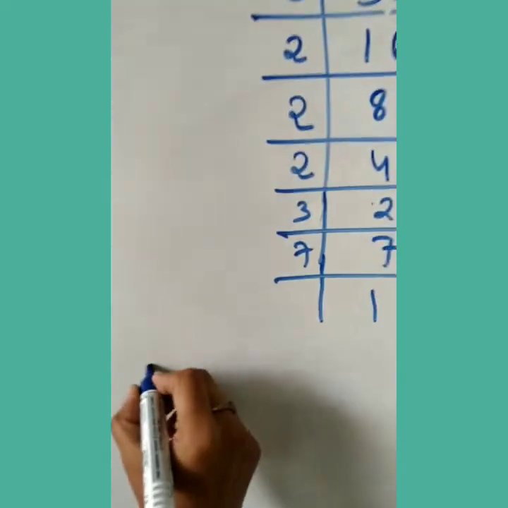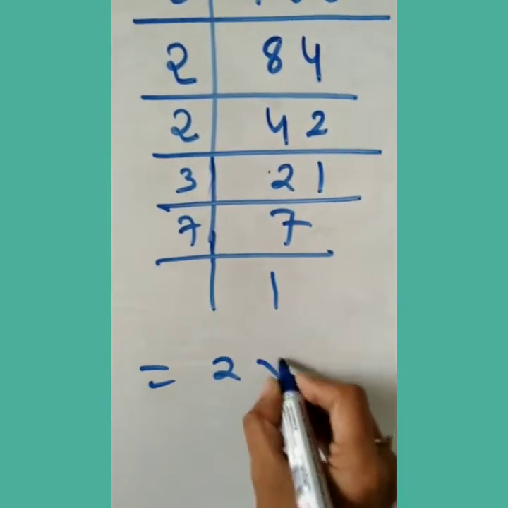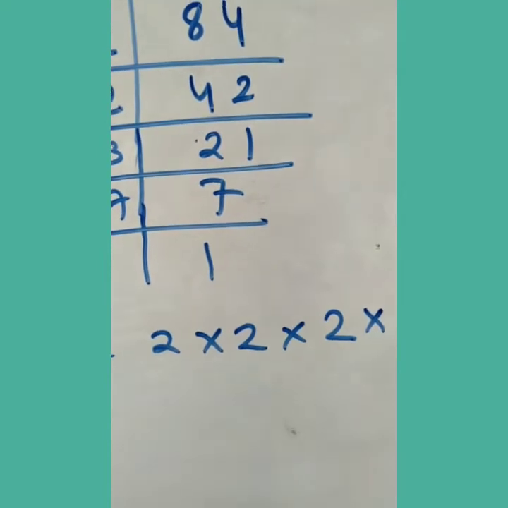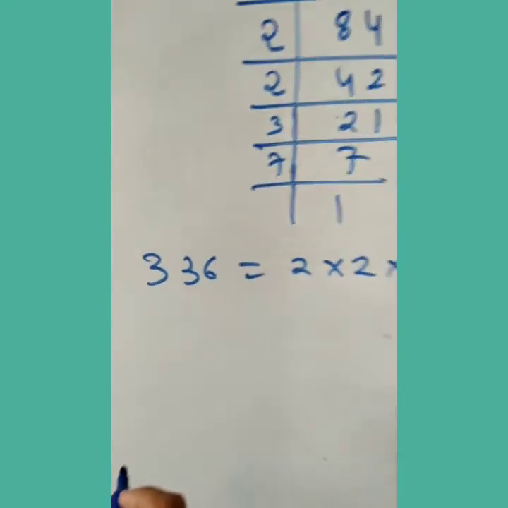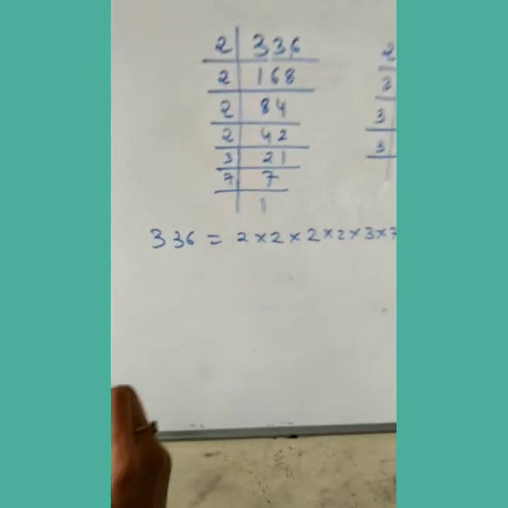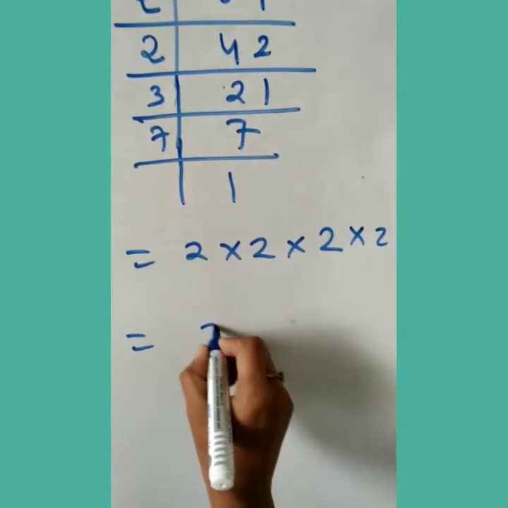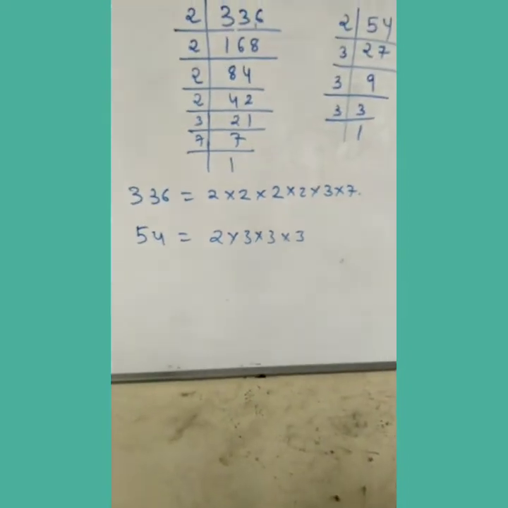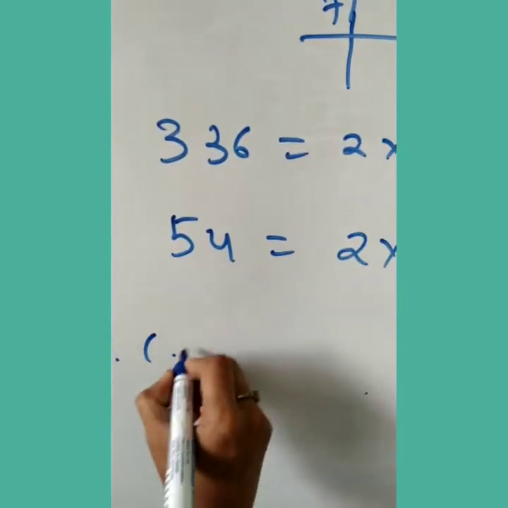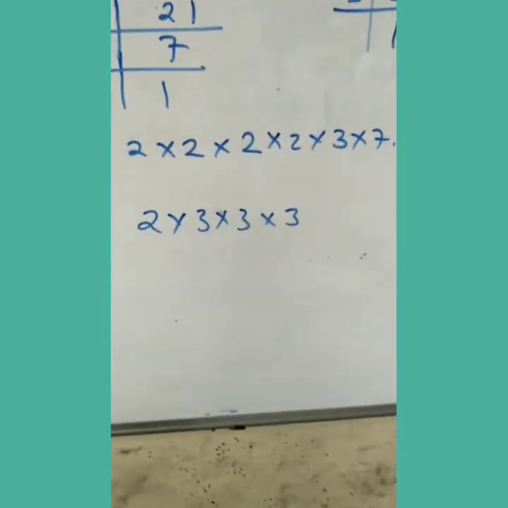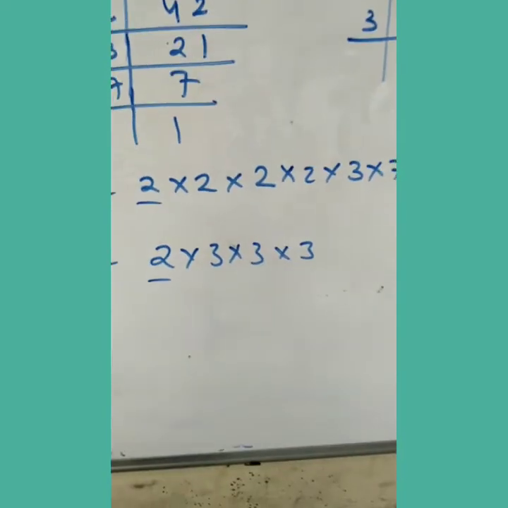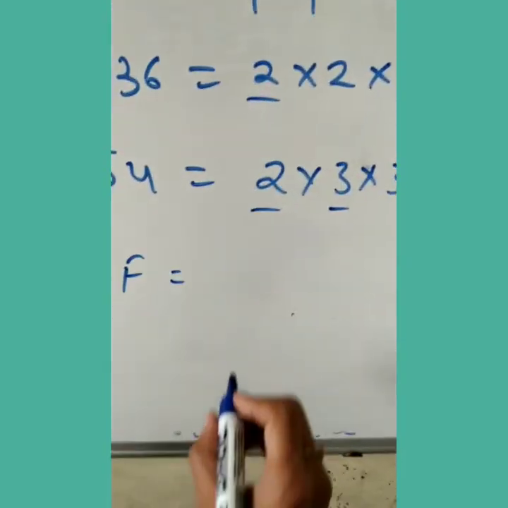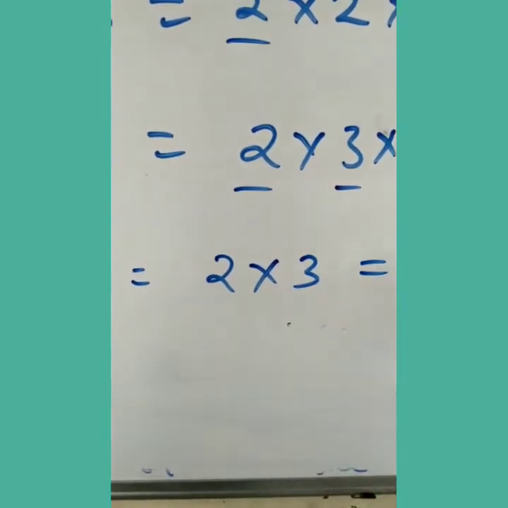So here we will write 336 will be equal to 2 into 2 into 2 into 2 into 3 into 7, and there we will write 54 will be equal to 2 into 3 into 3 into 3. Now if we have to find HCF, keep in mind that the numbers which are common in both, so 2 and this 3, meaning 2 into 3. So our HCF is 6.